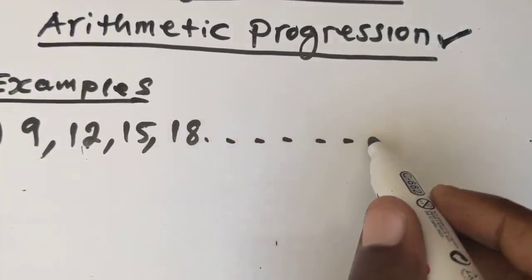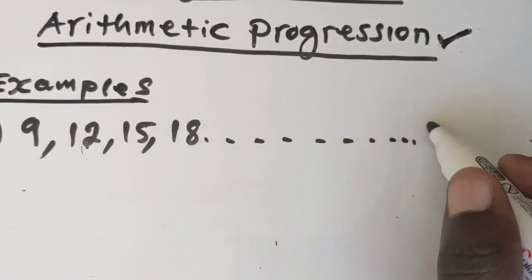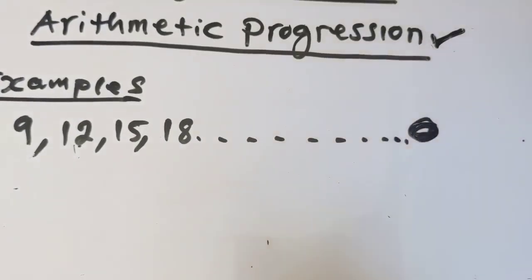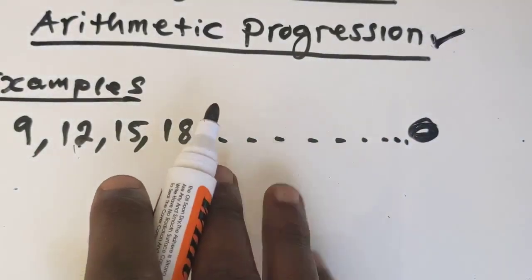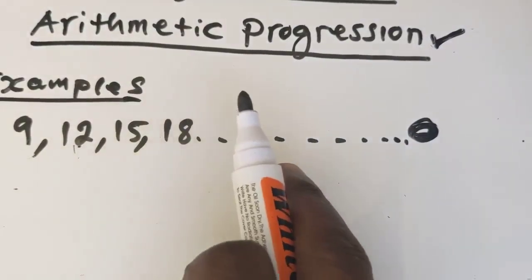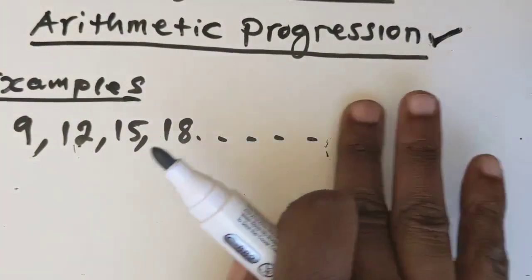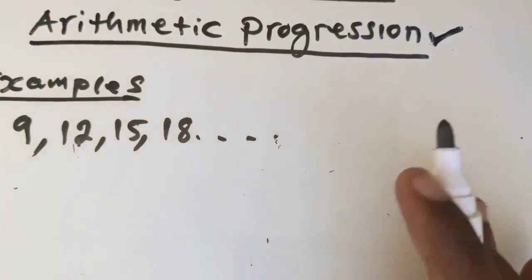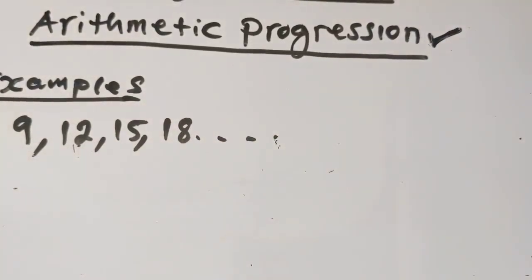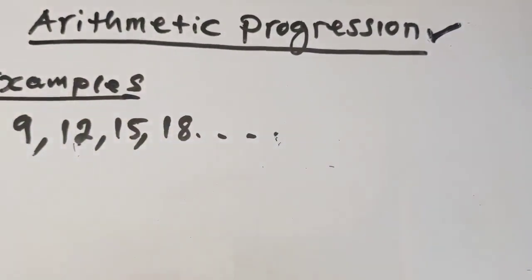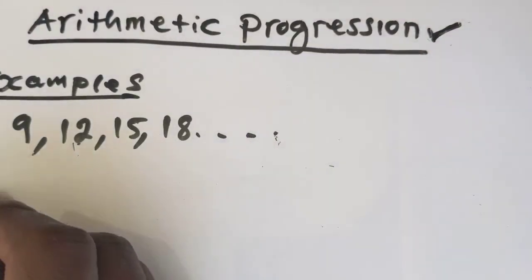To find the 10th term, let's say you want to find the term which is just right here. It will take time if you start adding plus 3 plus 3 plus 3 plus 3 plus 3. So there is a shortest formula that we need to use to find the number of terms. What is the shortest formula?